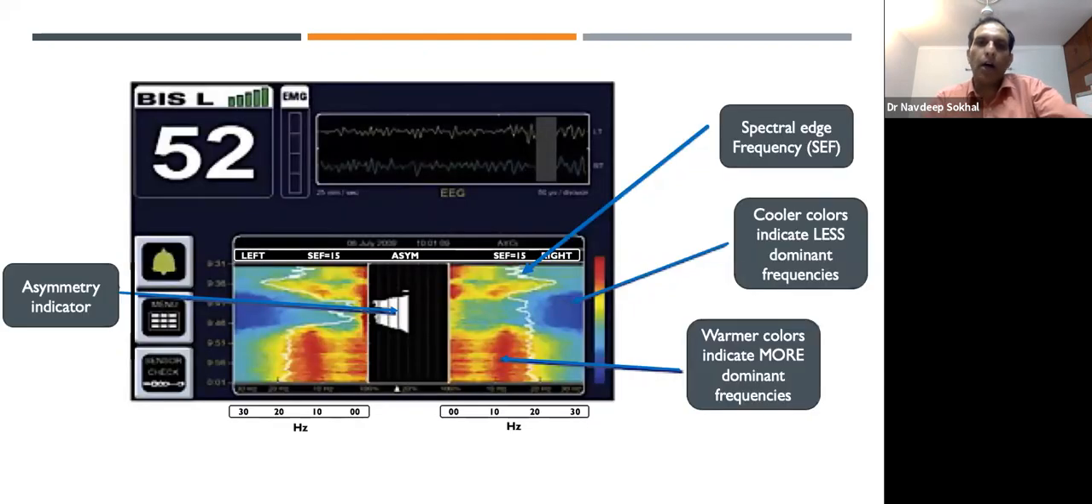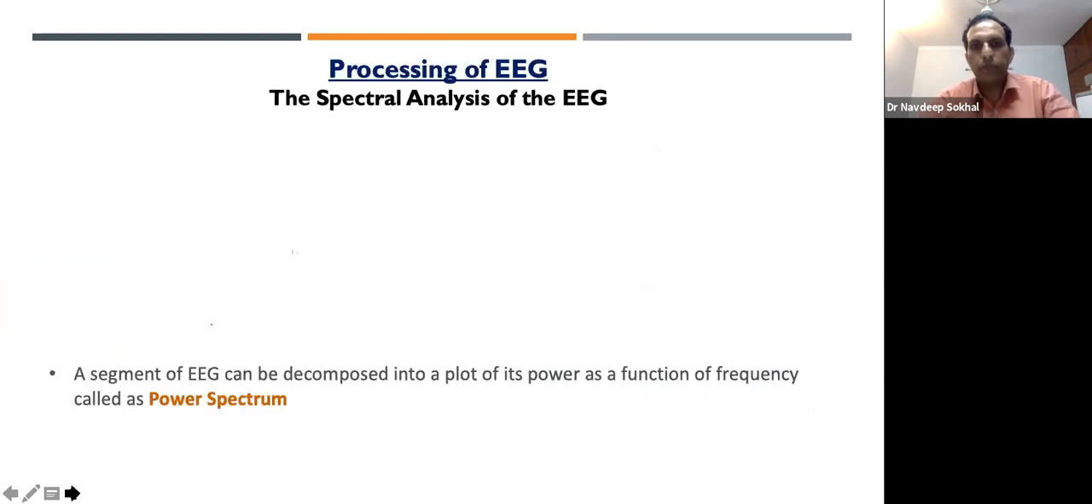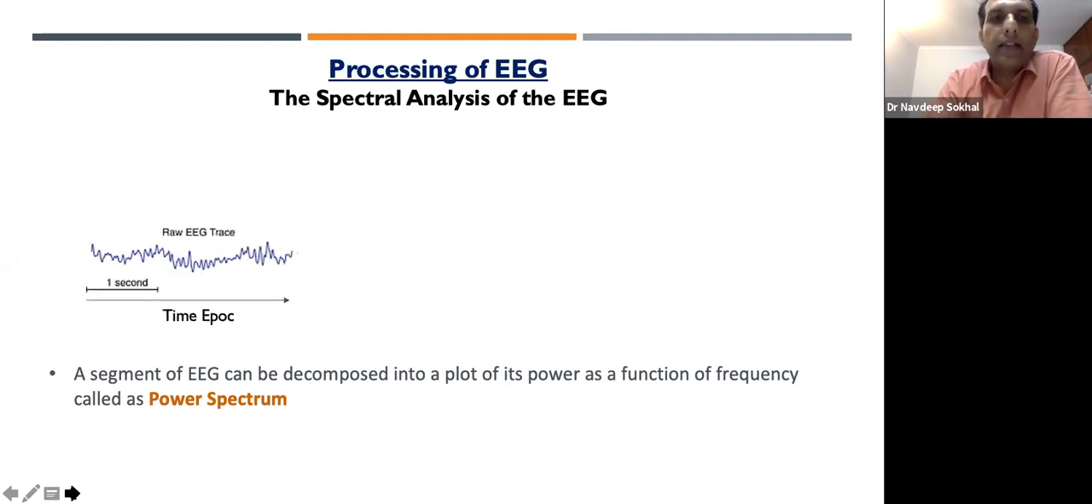Let me describe how these figures come on this monitor. See, the spectral analysis of EEG: whenever there is a raw signal being picked up by this monitor, you can see this is a raw EEG, and suppose this is 1 second, this second, third second, and this is a time epoch. Suppose we have taken this for 3 seconds. This is called a time epoch.